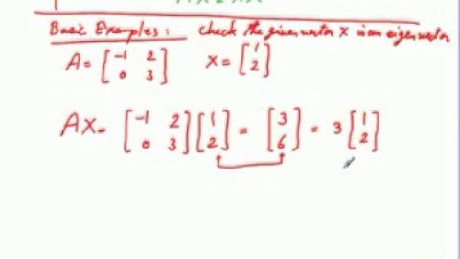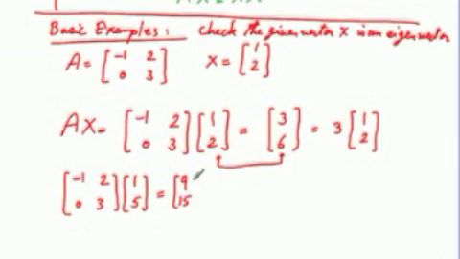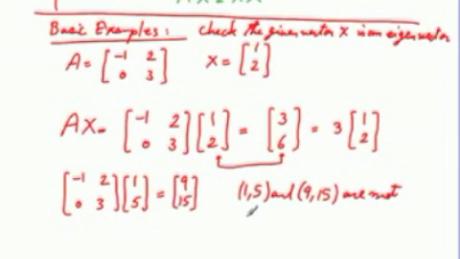As opposed to what? As opposed to if I had taken minus 1, 2, 0, 3 and multiplied it with, say, 1, 5. Let me just pull a vector out of the hat. Just multiply, see what happens. I have minus 1 and 9, 10 makes 9, and this is 15. Is this vector in the same direction as that vector? No. If you want to triple this, you should have tripled that one too. 1, 5 and 9, 15 are not on the same line.